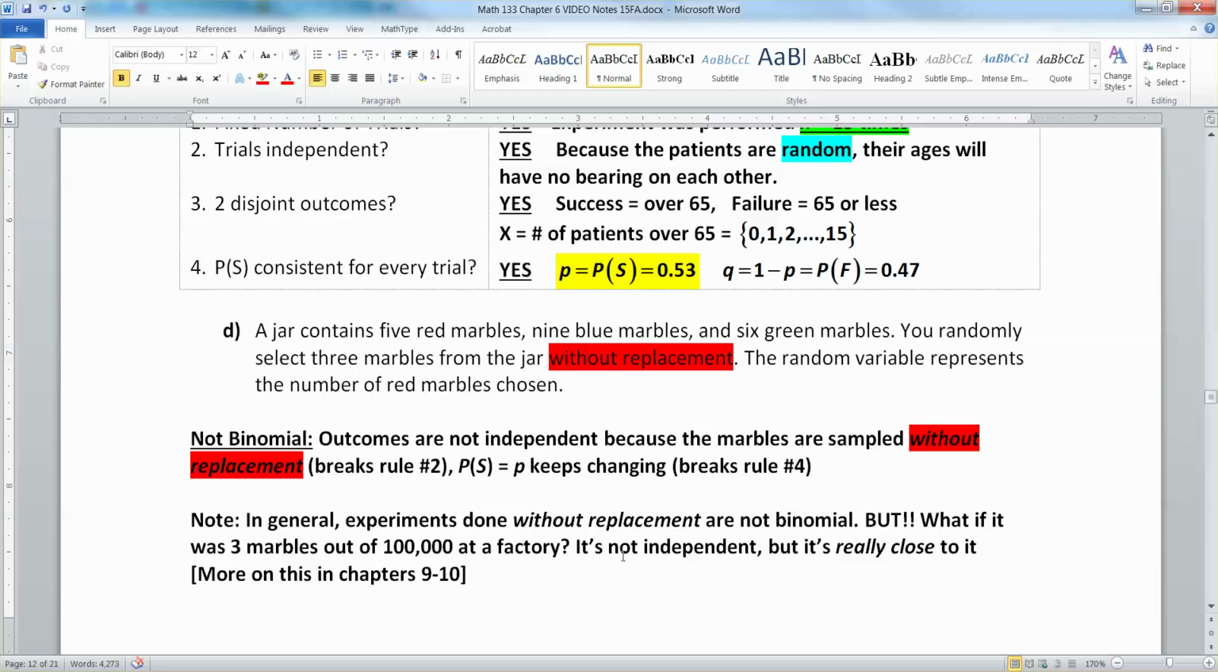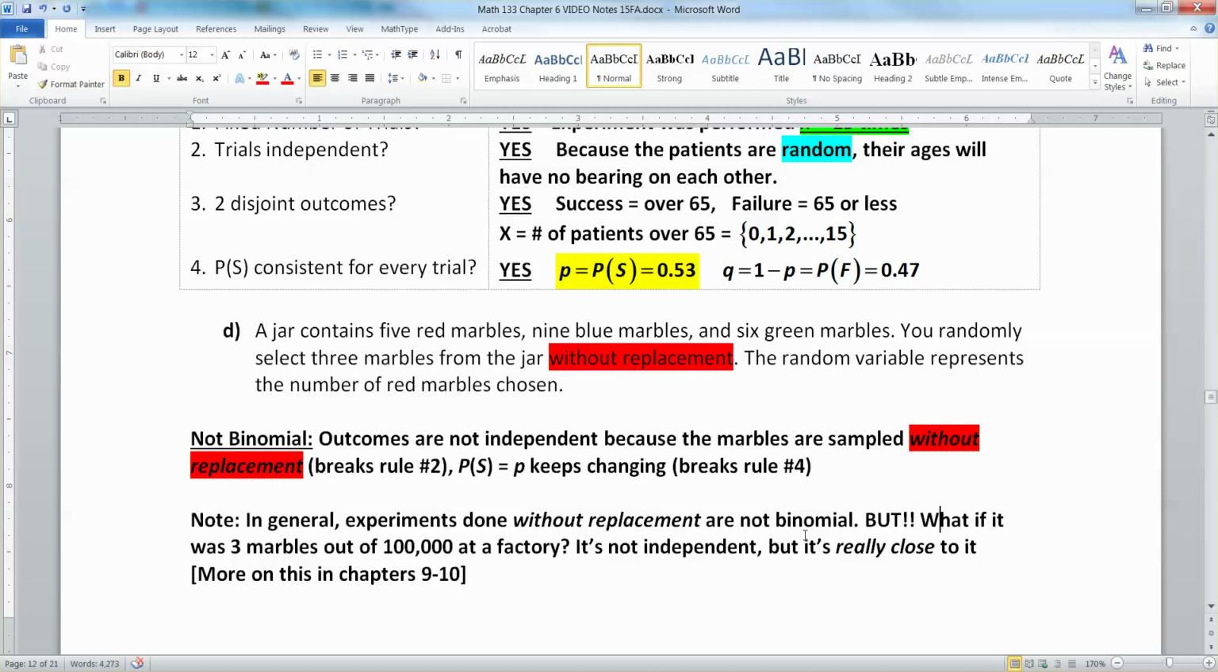It's not independent, not really, but it's really, really close. And that's because those 3 marbles you take out are so small in comparison to the huge amount that even though it's without replacement, we still kind of can count it as independent, because you're not taking enough out to really affect what's left. That idea is going to come back to us in a big way in chapters 9, 10 and 11. So just keep this in mind.